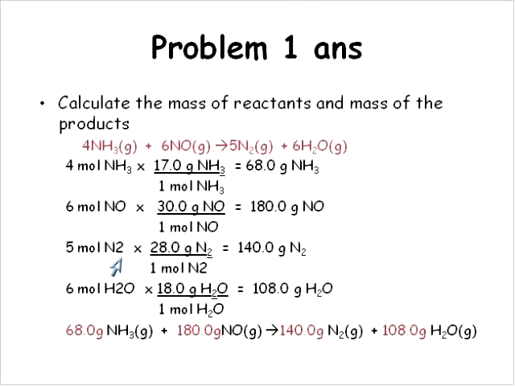N2, there should be a subscript, we would have 28 grams. And H2O, we have 6 moles of H2O. Oxygen is 16 plus 2 is 18 grams, the molar mass of water for 1 mole, and we have 6 moles. So when we find the mass, we would have 68 grams of NH3 combined with 180 grams of NO would yield 140 grams of nitrogen and 108 grams of water.